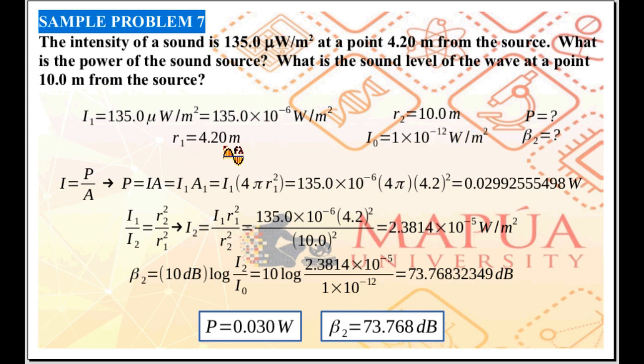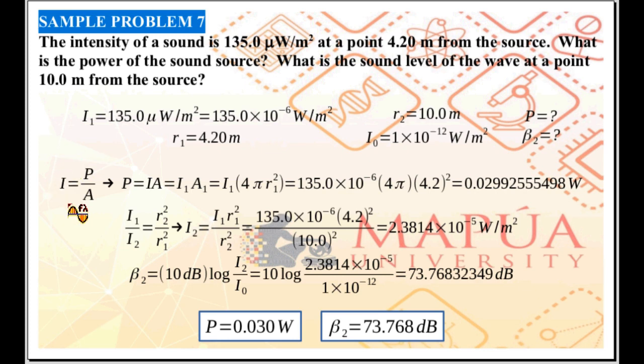At R1, the intensity of the sound is given as 135 microwatts per meter squared. So that's I1. I1 is equal to 135 times 10 to the negative 6 watts per meter squared. We know the reference intensity, I naught, is 1 times 10 to the negative 12 watts per meter squared. And we are looking for the power of the source and the sound level at point 2, at radius R2. We are looking for beta 2.